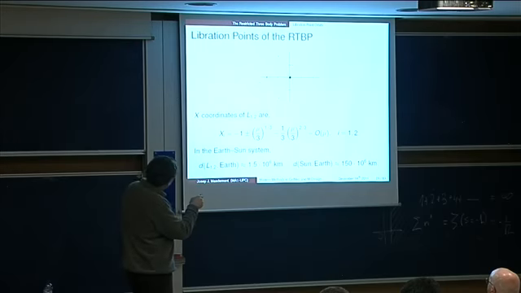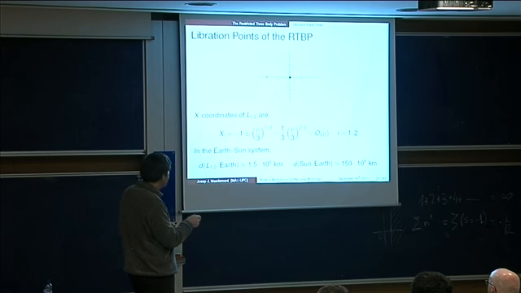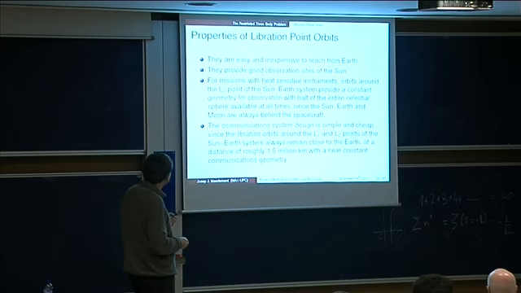For instance, in the Sun-Earth system, the distance between L1 or L2 and the Earth is of the order of 1.5 million kilometers. Essentially it's 1/100th of the distance between the Sun and Earth, which is 150 times 10 to the 6 kilometers. So essentially this distance is 1/100th of this distance here in the solar system.